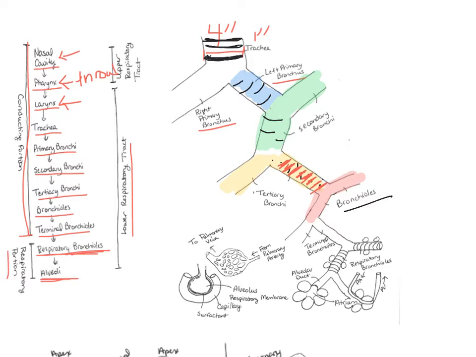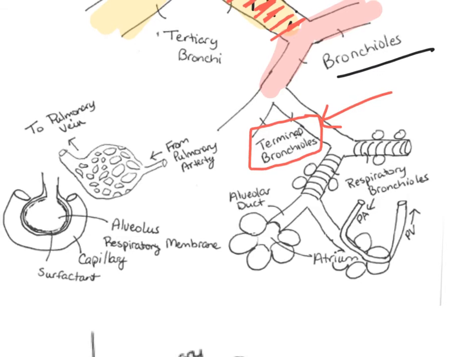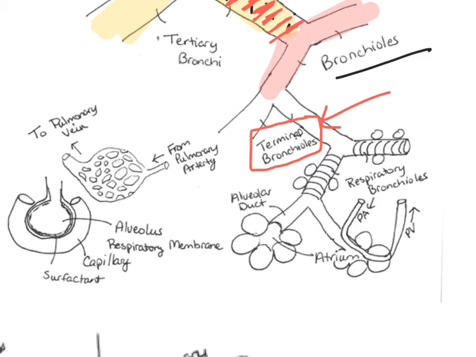Then the bronchioles are going to continue to divide and get smaller and smaller, and the next division we have is called the terminal bronchioles. The terminal bronchiole is just saying, okay, this is the end of the conducting pathway. That's it, we're done. We're ending the conducting pathway right there. And then the terminal bronchioles are going to branch off again and become the respiratory bronchioles, right?